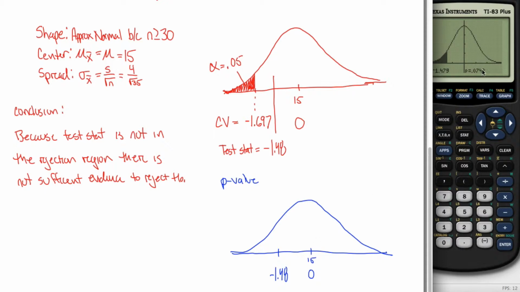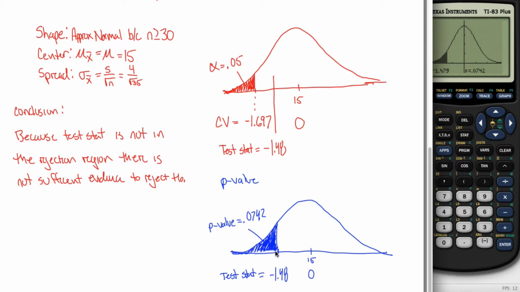And then it also gives me the p-value. This p equals 0.0742. The p-value is the probability of getting a result as extreme as your test statistic. As extreme in this case means the area to the left of it is this p-value. But if it were a two-tailed test, I'd have area on both sides. In this case, it's just one-tailed. So what this is saying is my p-value is equal to 0.0742, and my test statistic is equal to negative 1.48.